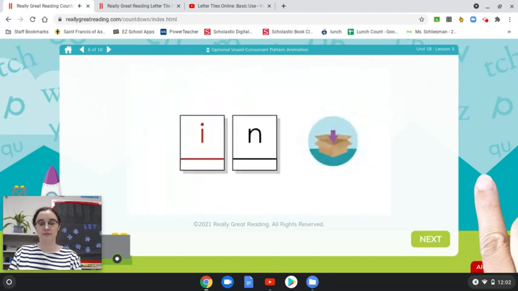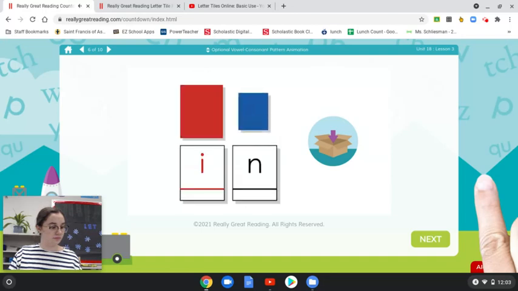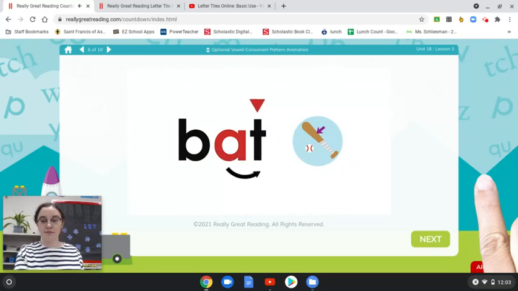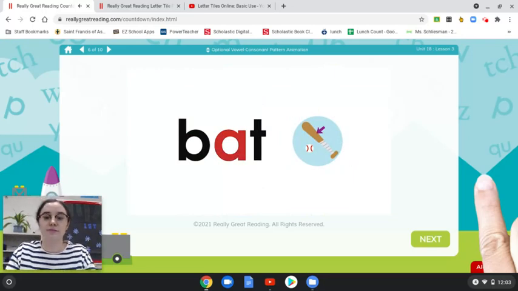A word can follow the vowel consonant pattern even if there isn't a consonant letter at the beginning. This word doesn't have a consonant at the beginning, but since it has one vowel letter and there's a consonant letter after it, it still follows the vowel consonant pattern, and the vowel will probably say its short sound. In. Remember, when you see the vowel consonant pattern, you should know that most of the time the vowel will say its short sound.